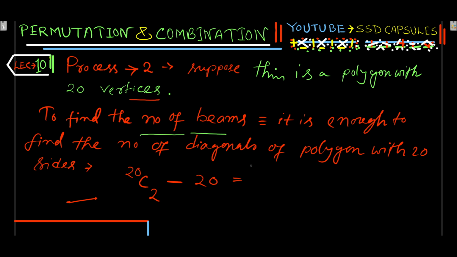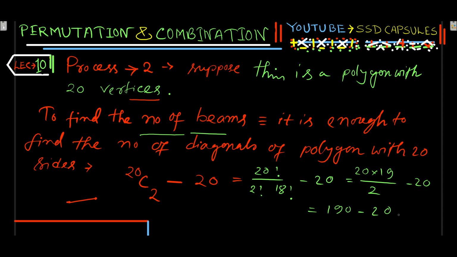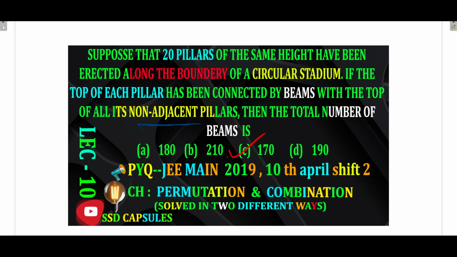So 20C2 minus 20 is the required number of diagonals, or you can say the required number of beams. So 20 factorial by 2 factorial by 18 factorial, minus 20. So 20 into 19 into 18 factorial by 2 factorial times 18 factorial, minus 20. So 190 minus 20, see, 170. Again we have in our hand the number of beams is 170. So option C will be the correct option in either process that you follow.